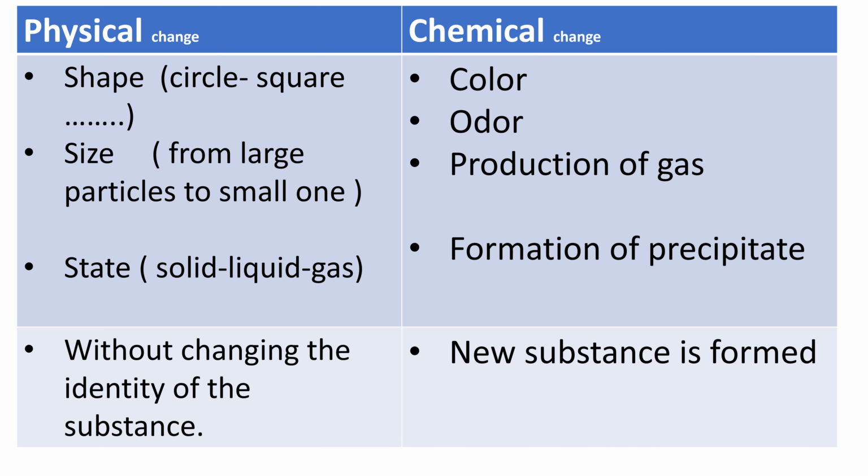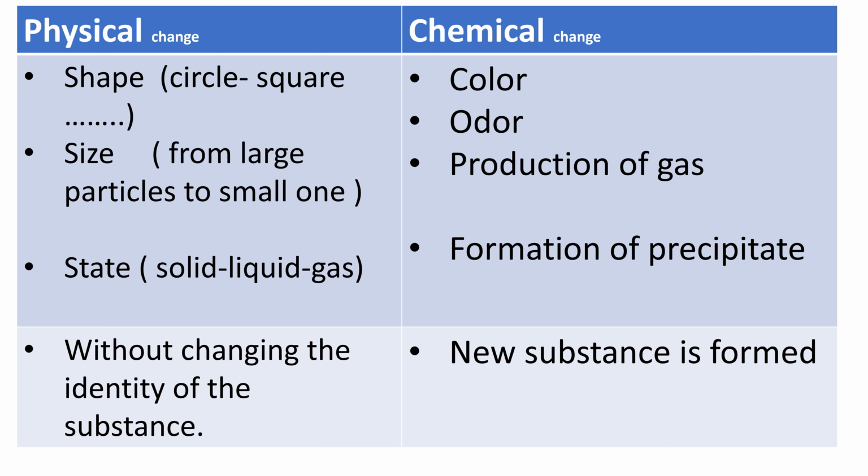This is the difference between physical and chemical change. Physical change: changing in the shape, circle, square, changing in the size from large particles to small ones, changing in the state, solid, liquid, gas. These are states of matter. I can change the solid form to the liquid form by the melting process. This is a physical change because by the freezing process I can change the liquid to solid again by cooling. So change in shape, size or state is a physical change.